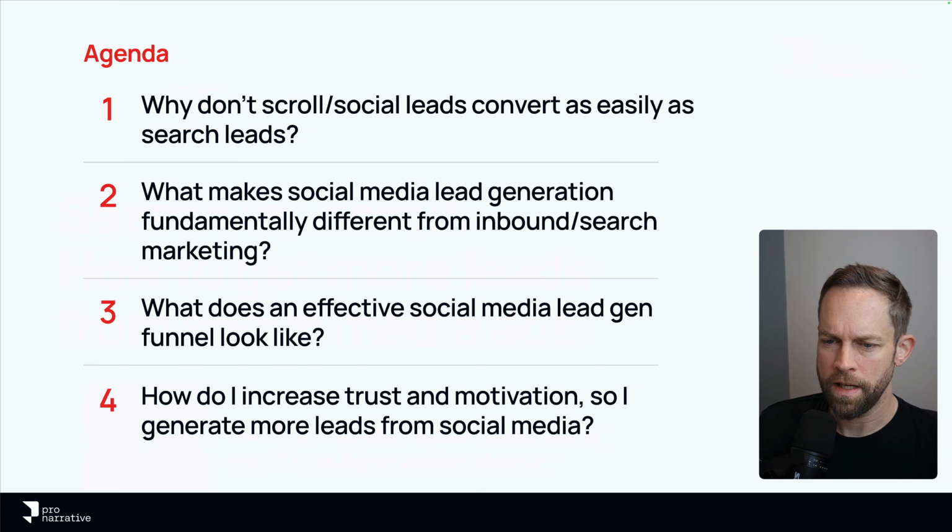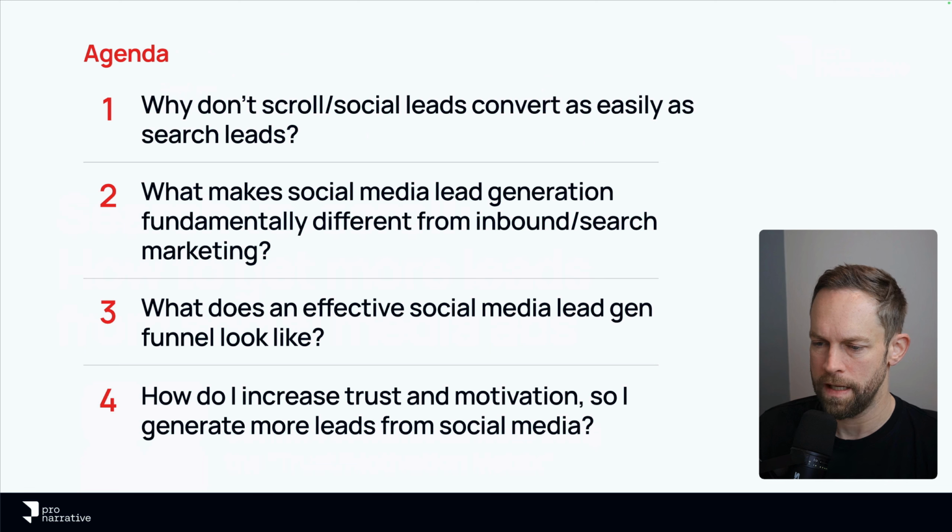So in this session, I'm going to answer these 4 questions. Number 1, why don't scroll or social leads convert as easily as search leads? Number 2, what makes social media lead gen fundamentally different from inbound marketing or search marketing? Number 3, what an effective social media lead gen funnel looks like. And yes, there is still space, there is still latitude to discuss a funnel in this scenario.